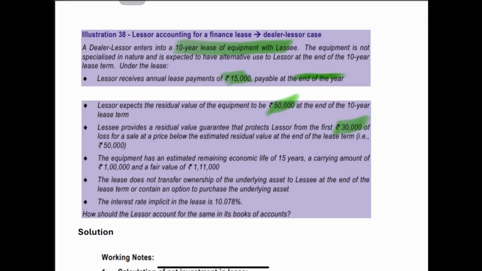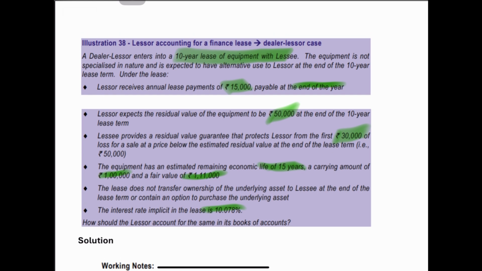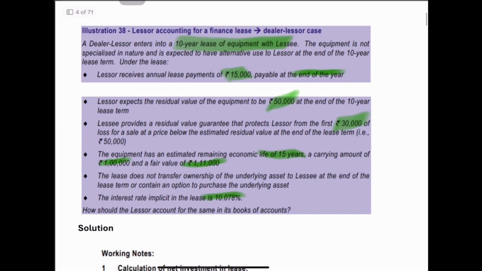The equipment has an estimated remaining economic life of 15 years. So after 10 years, it still has a remaining economic life of 15 years. The carrying amount is 1 lakh and the fair value is 1,11,000. The lease does not transfer ownership of the underlying asset to the lessee at the end of the lease term or contain an option to purchase the underlying asset. And the implicit interest rate is 10.078%. So these things have been given. Let's see whether it's a finance lease or an operating lease, and if finance lease, how to account for it.